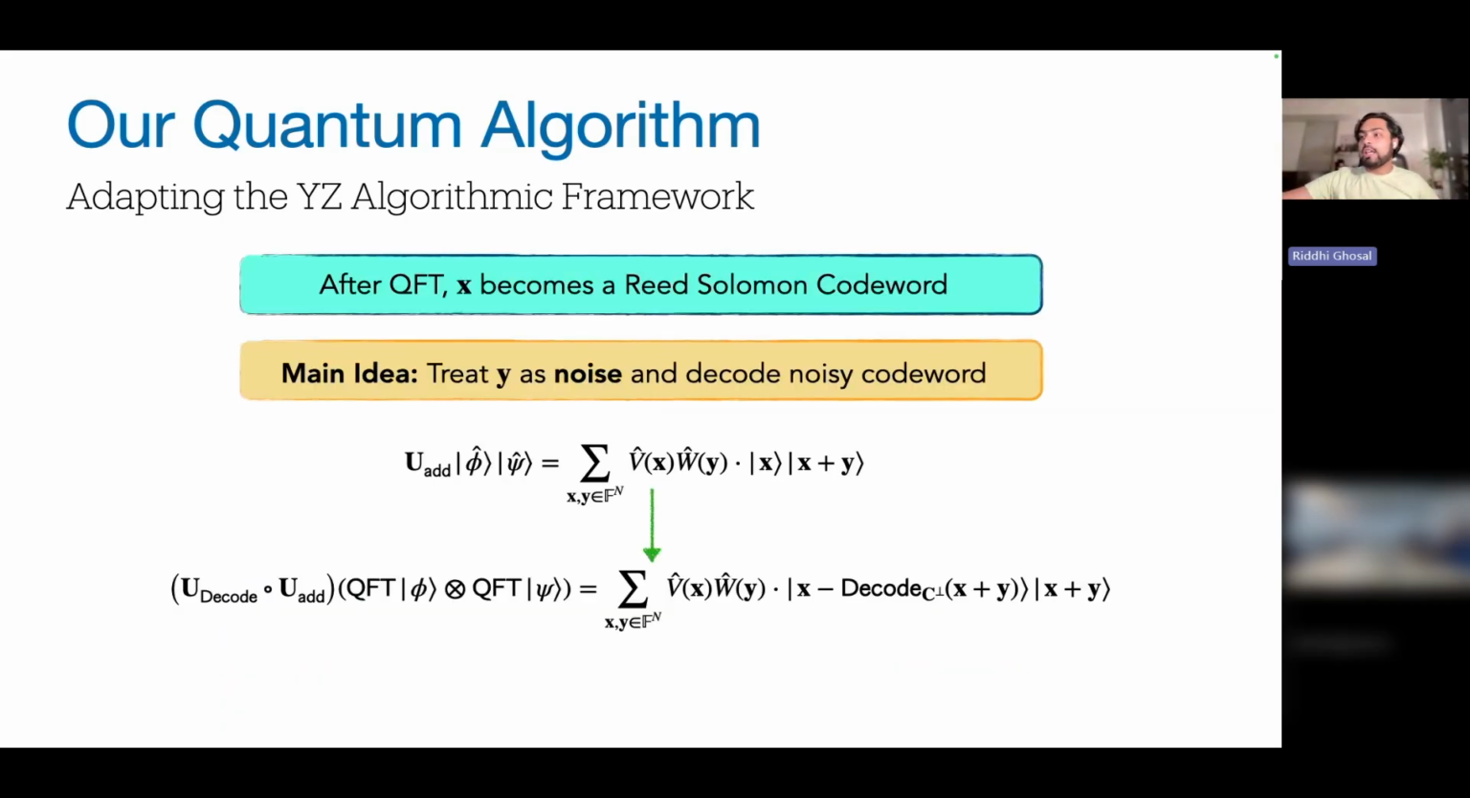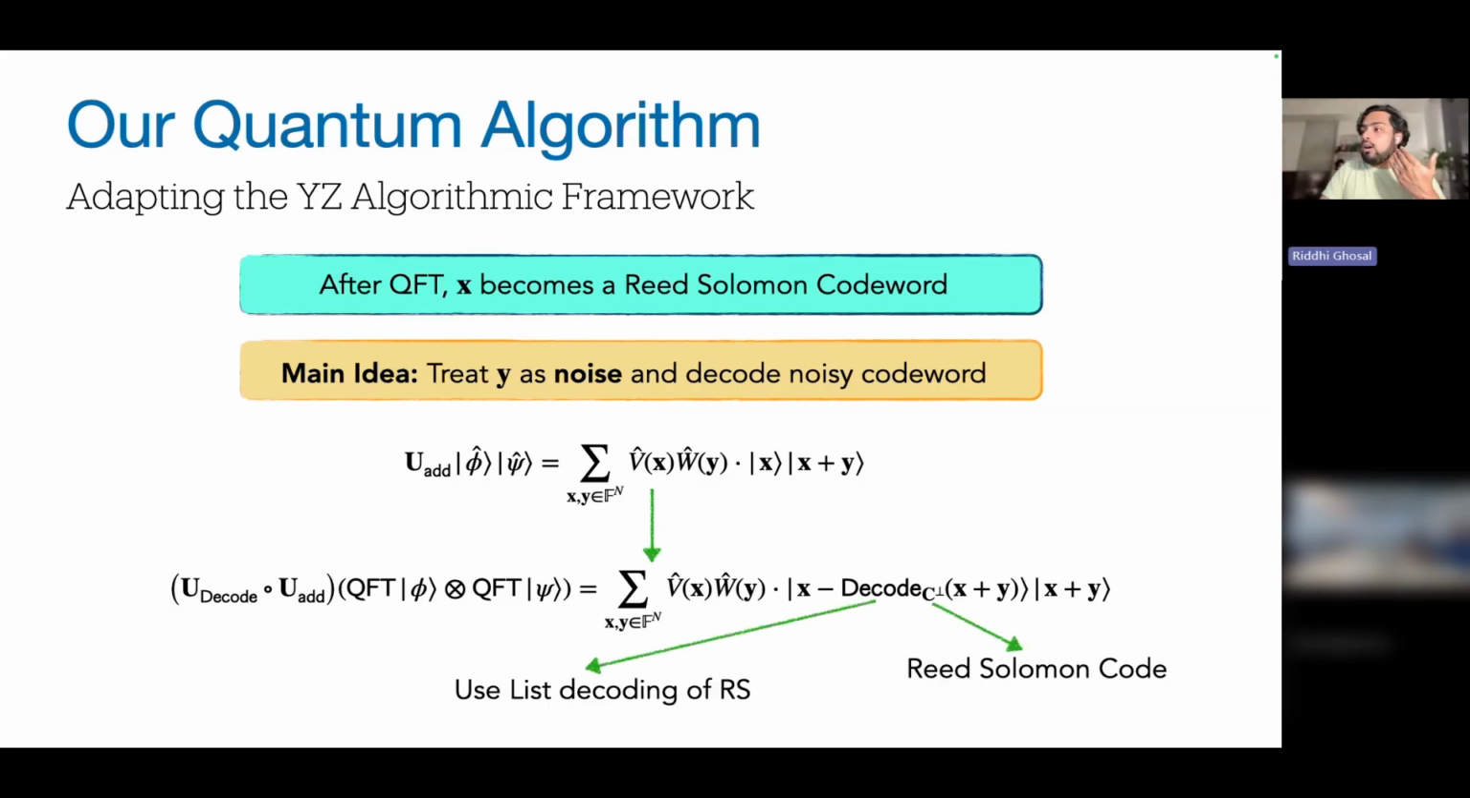In particular, you can interpret that as something like this. You add a decode unitary, which, think about this decode as some efficient algorithm that can run on x plus y. It will extract out x for you, and then you can just subtract x from the first register. And that's how we hope to uncompute, right? And of course, as I said, the dual space turns out to be a Reed-Solomon code, and we hope to use the Reed-Solomon list decoding algorithm under the hood to enable this operation.